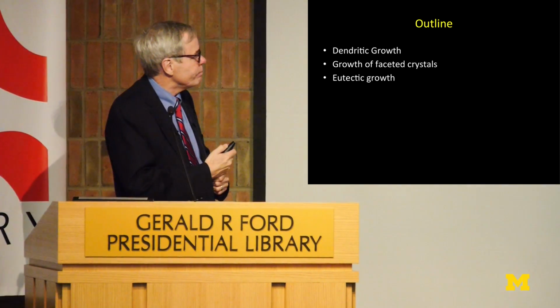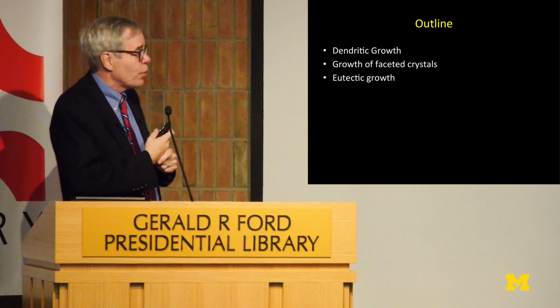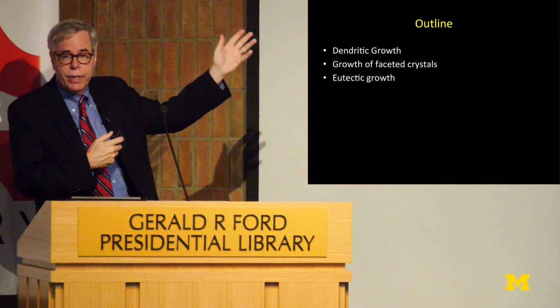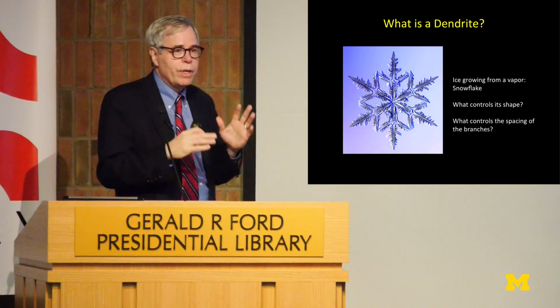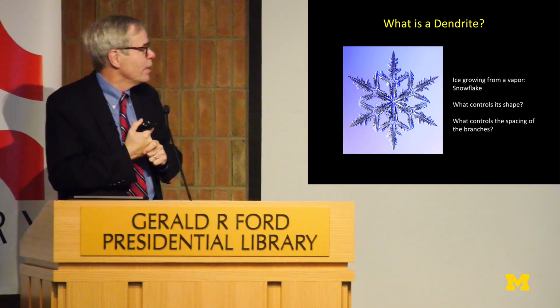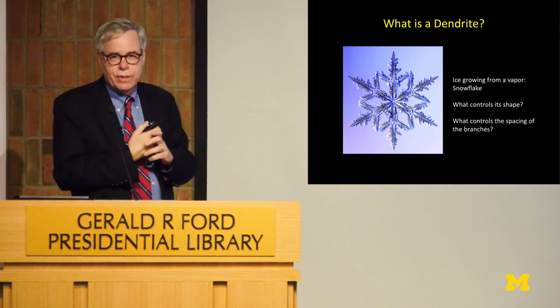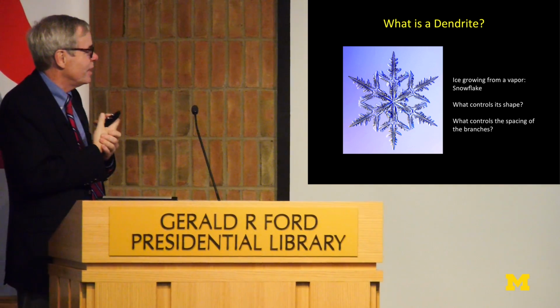So I want to talk about 3 subjects: dendritic growth and the growth of faceted crystals from a liquid, and eutectic growth. And I'll explain what all these things are as I go along. I think everyone in Michigan and certainly in Chicago knows what a dendrite looks like. This is a dendrite of ice growing from a vapor. It's commonly called a snowflake, but people like to be technical around here, so we'll call it a dendrite.